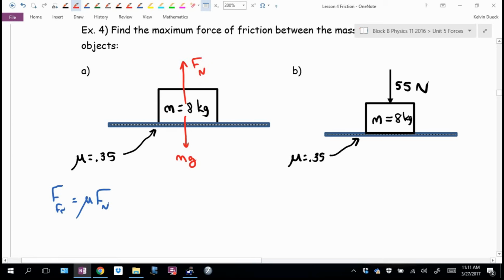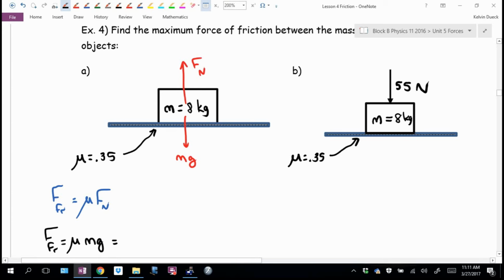What did this question ask me to calculate? The maximum force of friction. Friction is what times what? I don't know the normal force. Oh, but look, I know another force the same size as the normal force. See my free body diagram? What force has to be the same size as my normal force? So for this situation, I can say friction is going to be mu times mg because the normal force is the same size as mg.